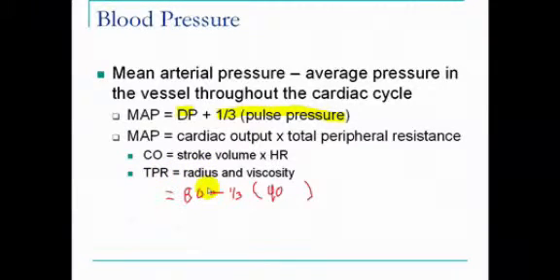So the 2 main factors that affect total peripheral resistance are viscosity, because that can change if you increase your hematocrit or you become dehydrated, and then the radius, because your autonomic nervous system is continuously causing vasoconstriction or vasodilation depending on your body's needs.